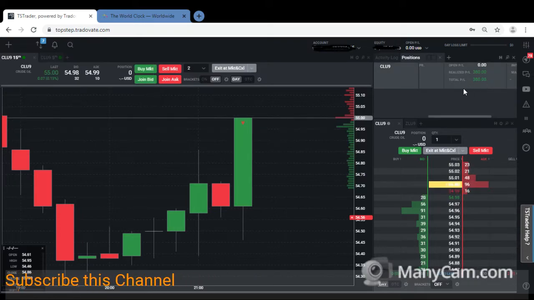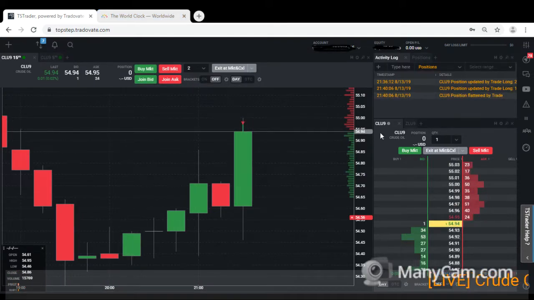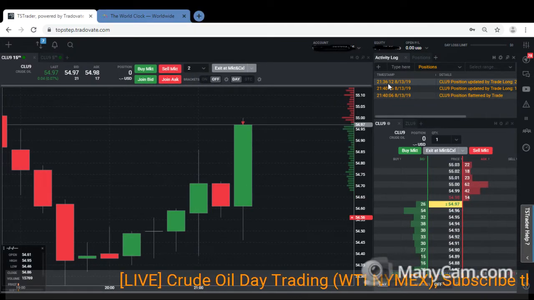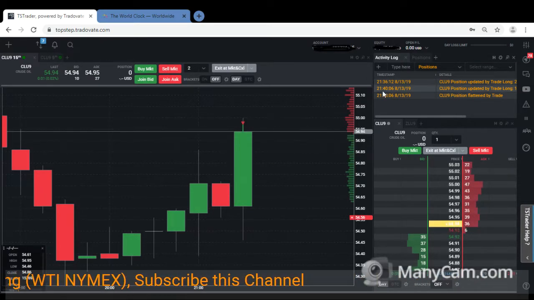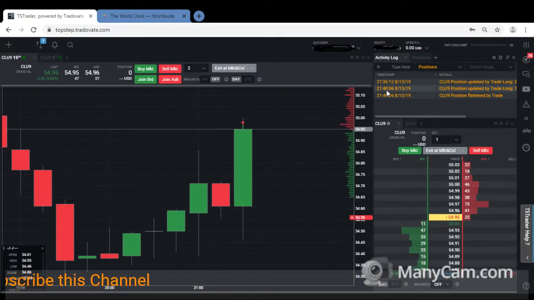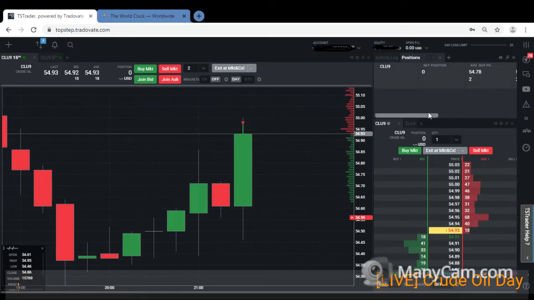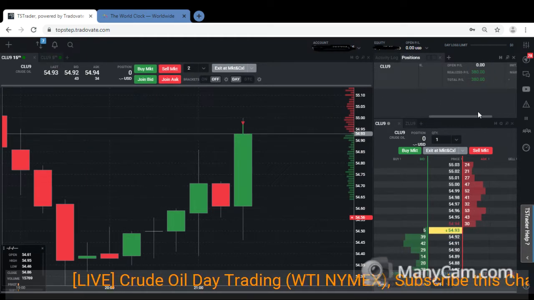380 US dollar in profit. Okay, let's take a look at how long it took. I entered the market at 9:36, which is PM my local time, so New York time 9:36 a.m. in the morning. We exited the market at 9:40. So it's about 4 minutes, for about 380 US dollar in profit. So it was a good one.